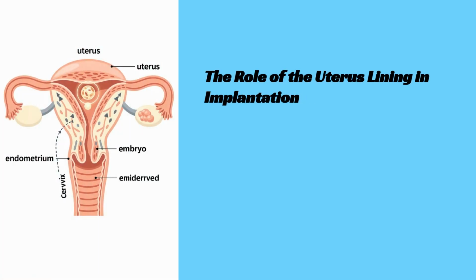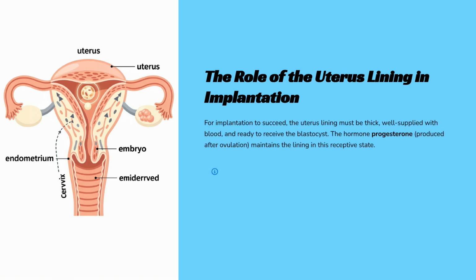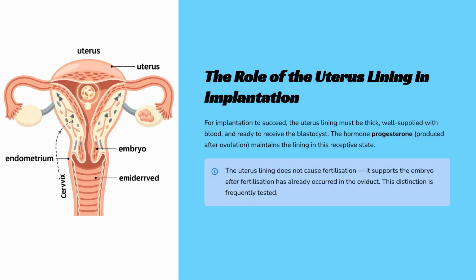The uterus lining requires specific conditions to support implantation. It must be thick and rich in blood. The hormone progesterone, produced after ovulation, maintains this receptive environment. Always remember, the lining supports the embryo only after fertilization occurs in the oviduct.